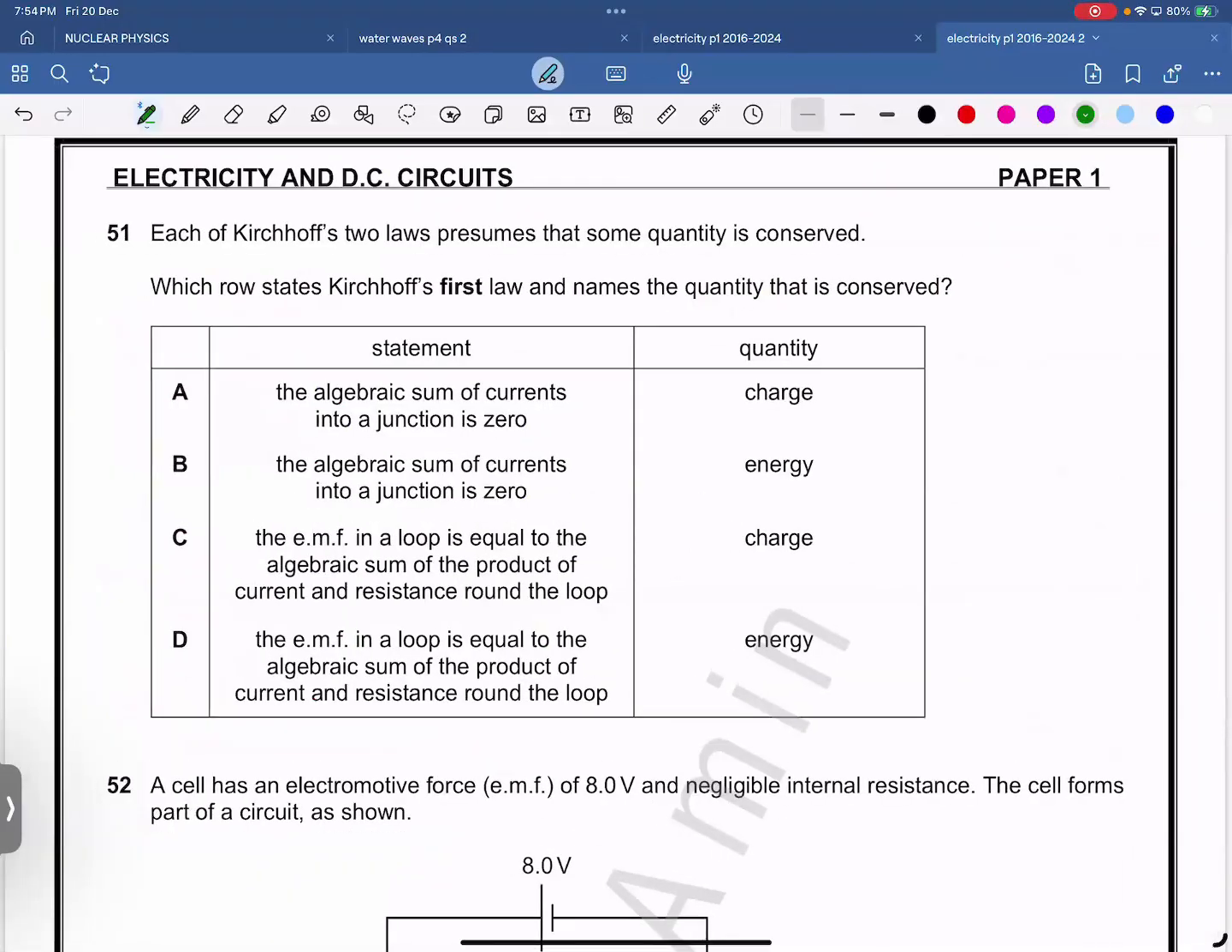51. Kirchhoff's two laws are there and some quantities are conserved. First law is the current law, my dear. Sum of currents entering into a junction is equal to sum of currents leaving the junction, or the algebraic sum of all the currents meeting at a point is 0, my dear students. Okay? Yes or no? So, my dear student, option either A or B. And the current law is the conservation of charge. So, conservation of charge is A.